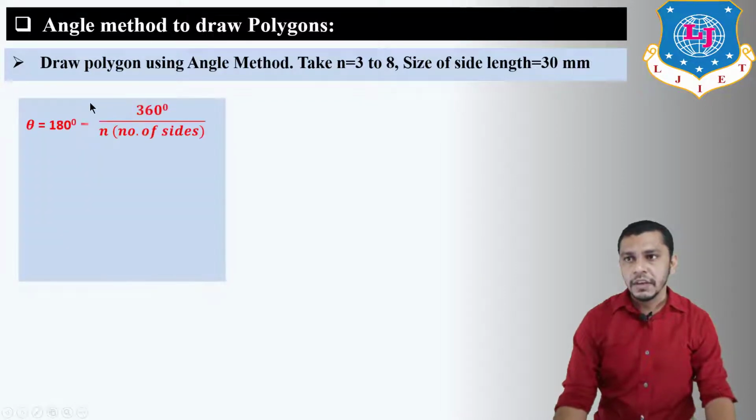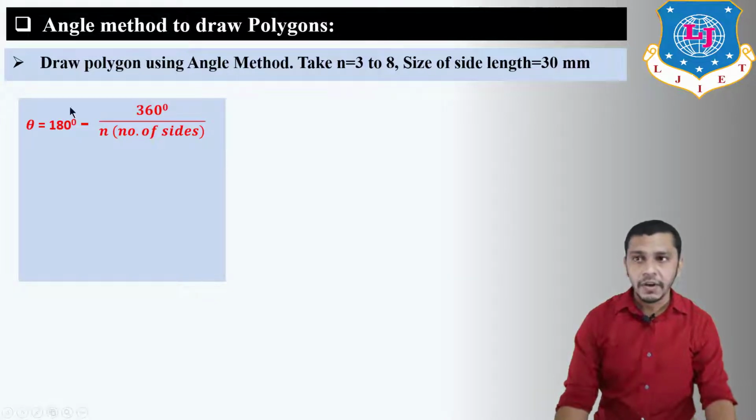First of all, since we are using the angle method, we have to find the internal angle of the polygon. For that we will use this equation: theta equals 180 degrees minus 360 degrees upon n, where n is the number of sides. So if we take n equal to 3, the polygon will be a triangle and the internal angle of the polygon will be 60 degrees.